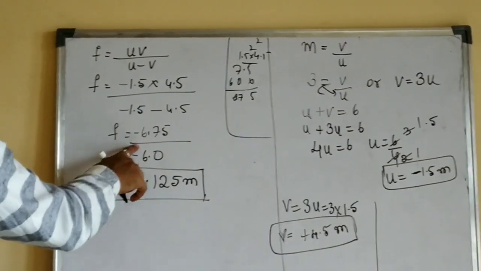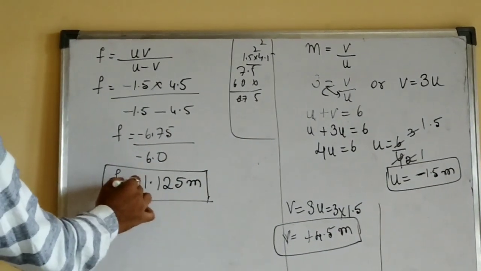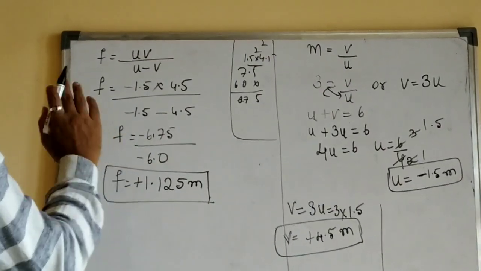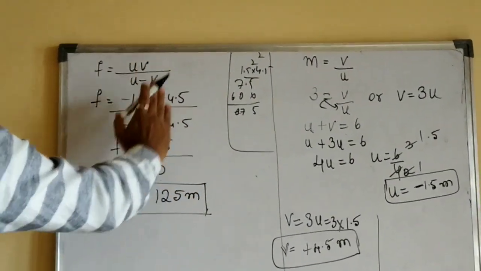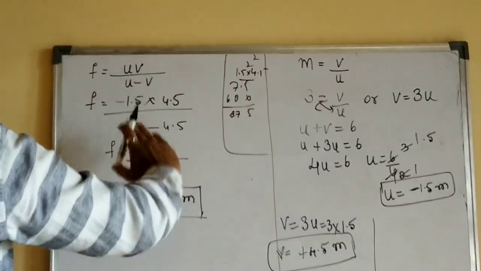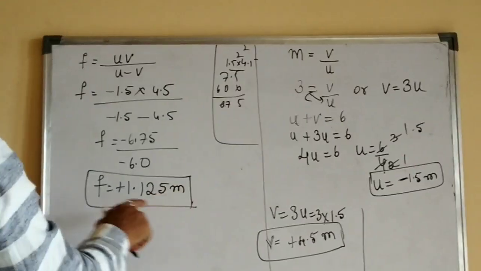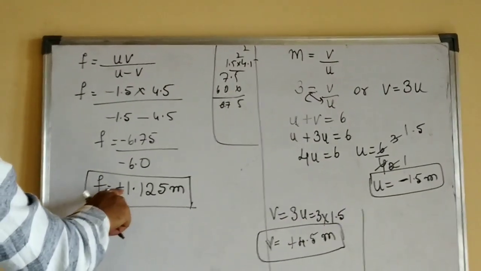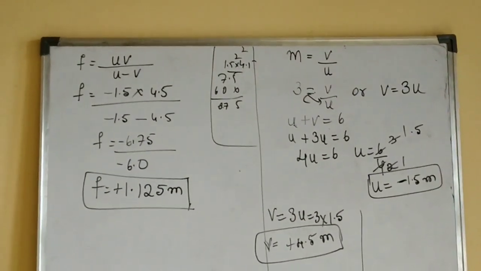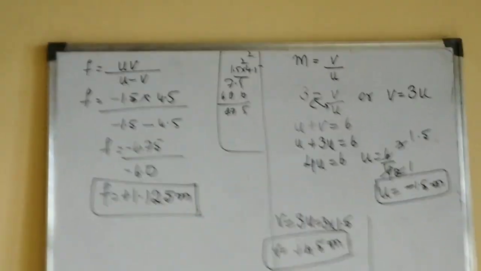Now see here, minus divided by minus is plus. You will get the focal length as plus, which means, as you know from the diagram I wrote before, the image was towards the right side. Towards the right side, the distances come positive, whether it is image distance or focal length. So that's why the focal length is plus 1.125 meters.